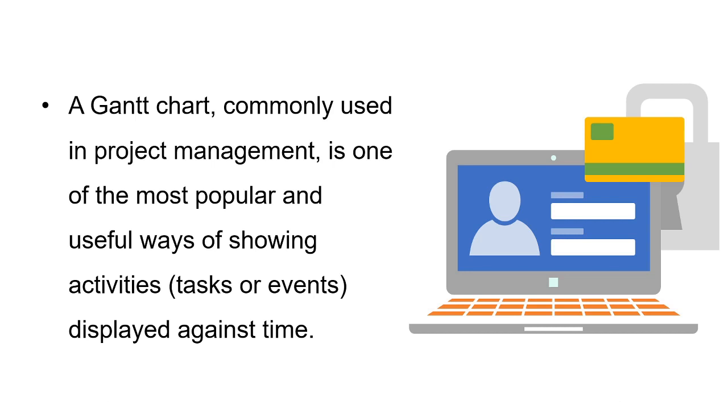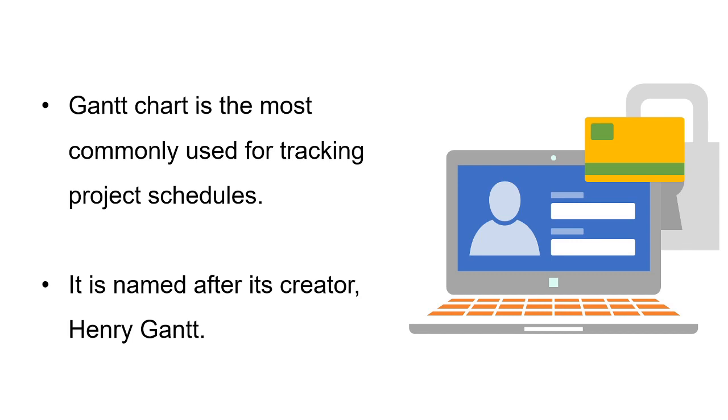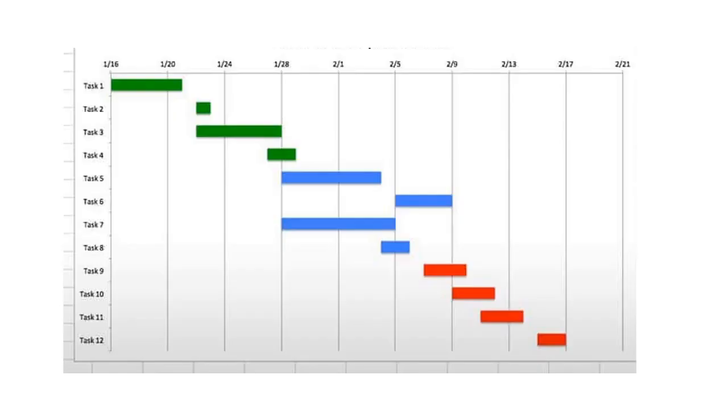A Gantt chart, commonly used in project management, is one of the most popular and useful ways of showing activities displayed against time. A Gantt chart is most commonly used for tracking project schedules. It is named after its creator, Henry Gantt.